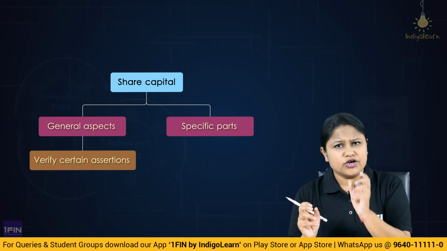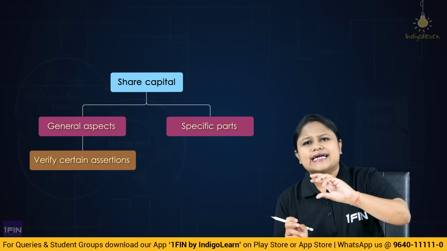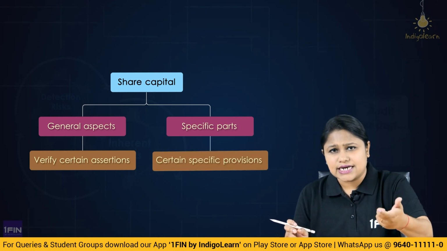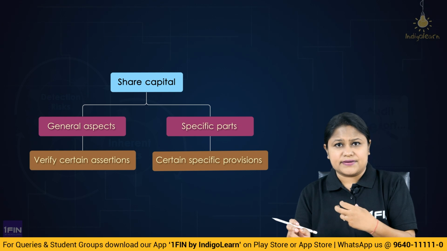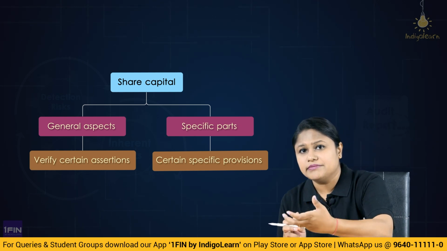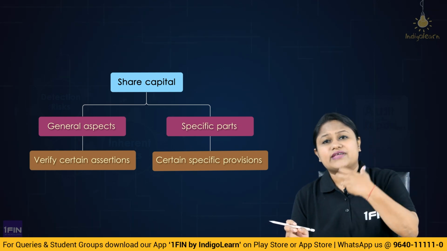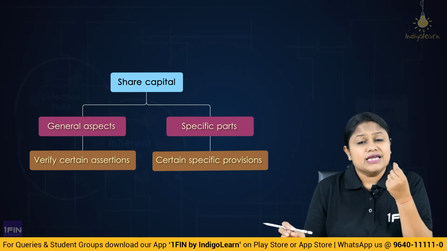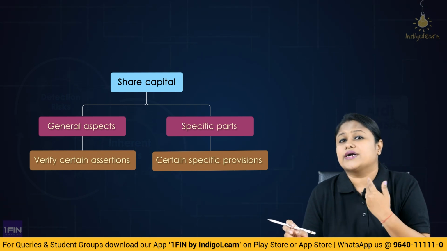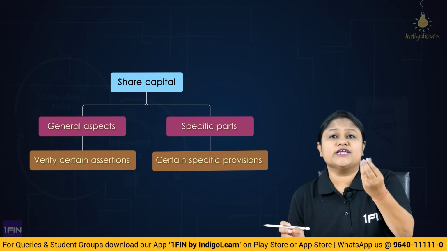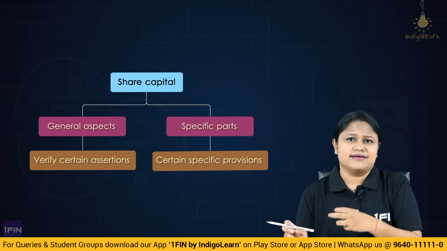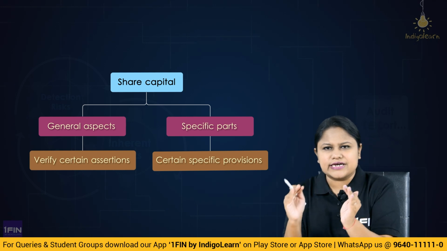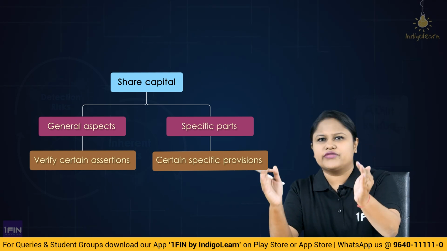And apart from that, we are also going to have specific discussion regarding certain specific provisions. Like if shares are issued at a discount, what will the auditor verify? If shares are issued at a premium, what do we have to verify? If there has been a reduction of share capital during the year, what do we have to verify? If there is an issue of sweat equity shares, what do we have to check? If bonus has been issued during the year, what has to be checked? So basically, one is going to be a general aspect and one is going to be specifically pertaining to certain provisions of the company law.